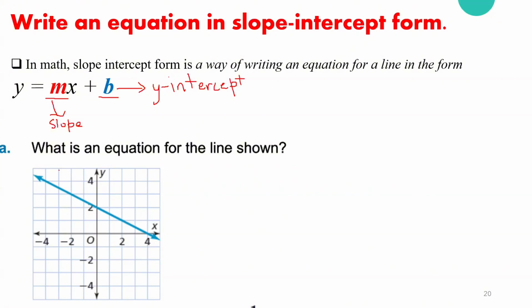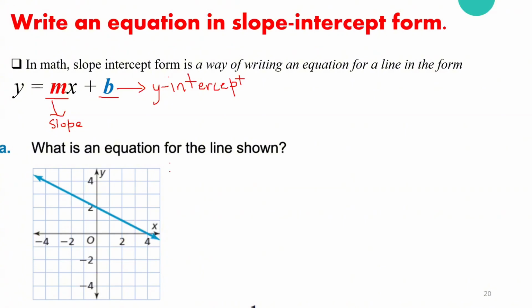So looking at this graph, it says, what is the equation for the line shown? I always start by finding my y-intercept because it is very, very easy to find. And as I said earlier, the y-intercept is the y-coordinate where the line crosses the y-axis. The y-axis again is our vertical distance and our x-axis is our horizontal distance.